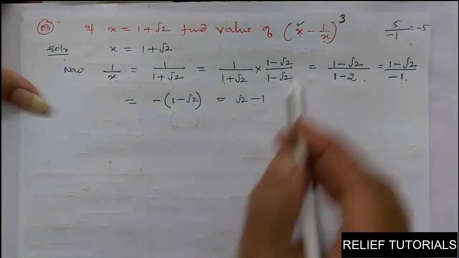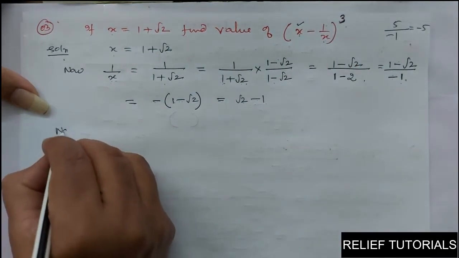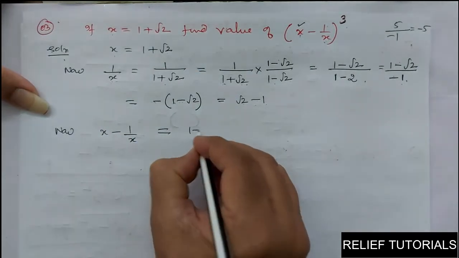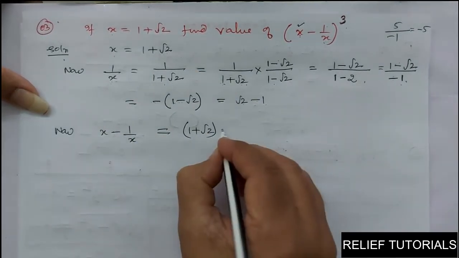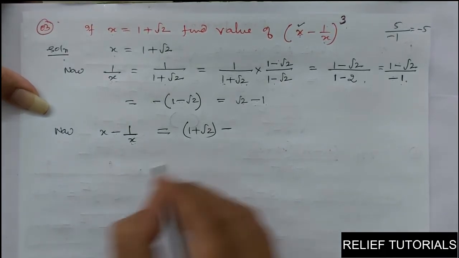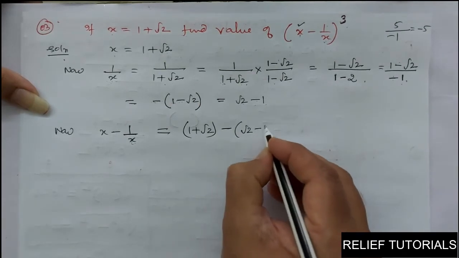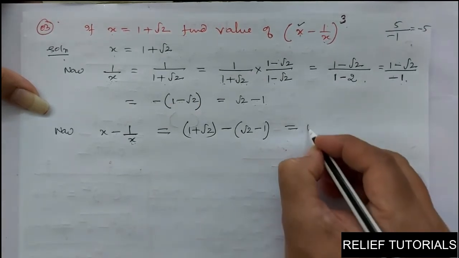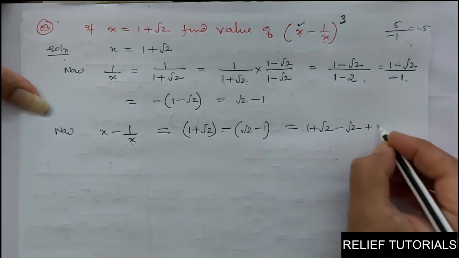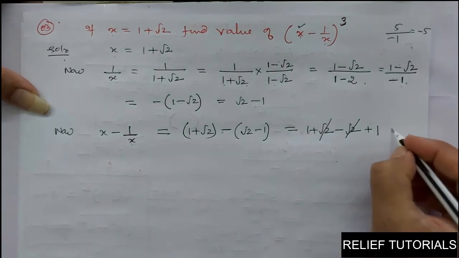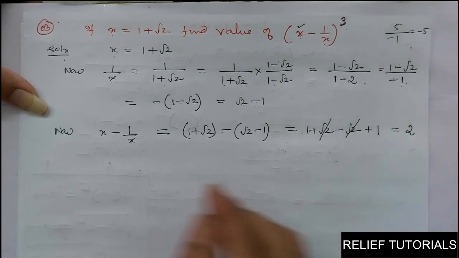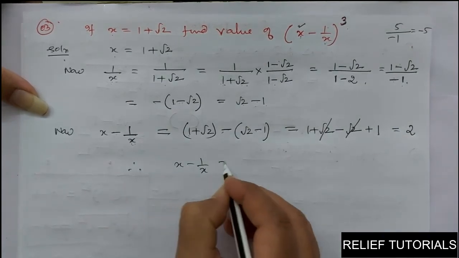Have you got it? Now you have to find x minus 1 upon x. So x minus 1 upon x is equal to, what is x? x is 1 plus root 2. This minus sign is for the whole 1 upon x. So the whole 1 upon x is root 2 minus 1. So we'll solve this: 1 plus root 2 minus root 2, minus into minus plus 1. So this will get cancelled. So 1 plus 1 is equal to 2. So x minus 1 upon x is equal to 2.